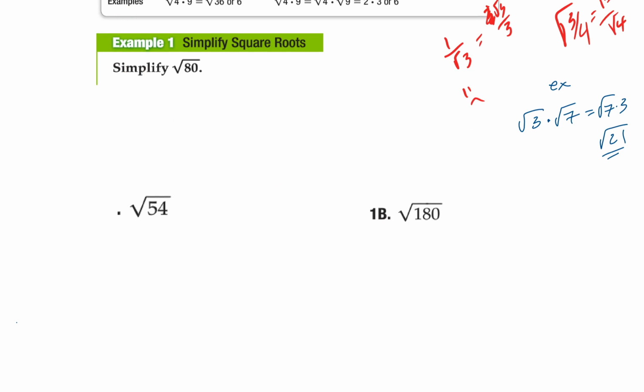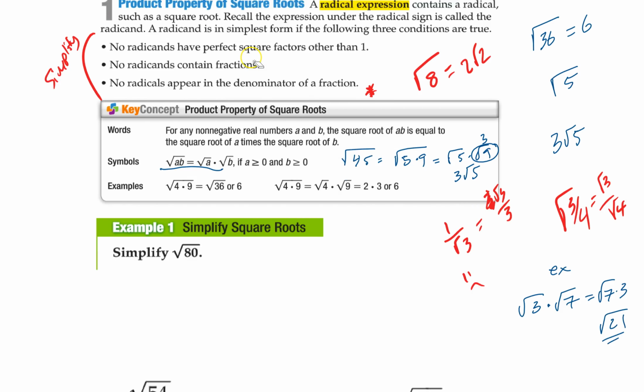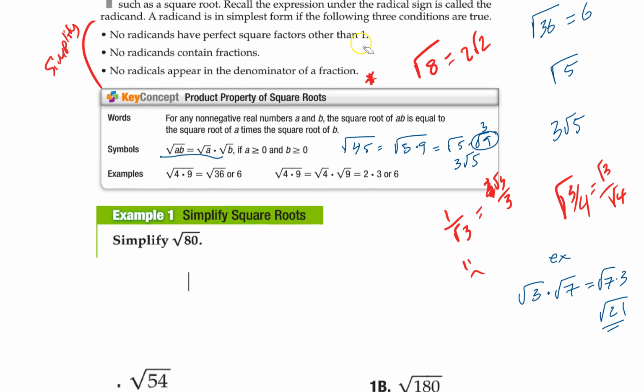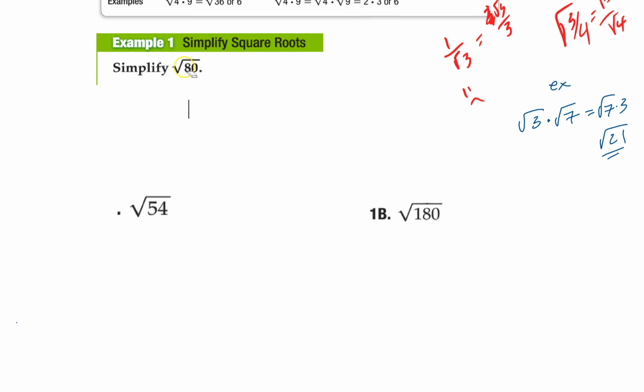Most of you have probably done this before, but we're going to talk about it. We want to break down rad 8. If you remember our first rule, no radicals have perfect square factors other than 1. So there's a perfect square in there. We want to leave everything in there that is not a square. You want no 4s, no 9s in there. Everything that cannot be broken down as a square. So we want to simplify this. Now most people learn how to do this using the prime factor tree.